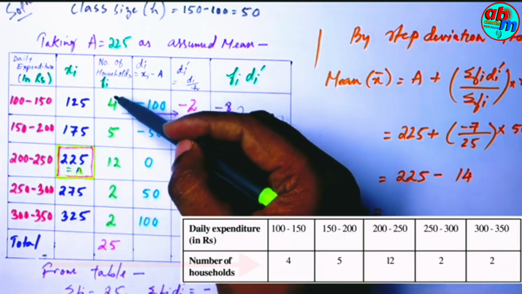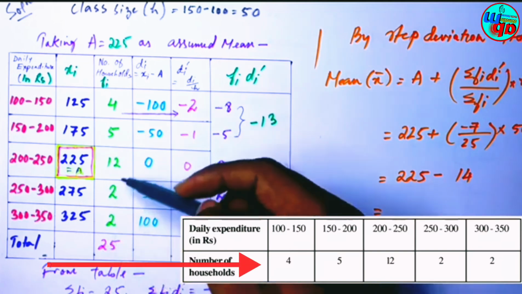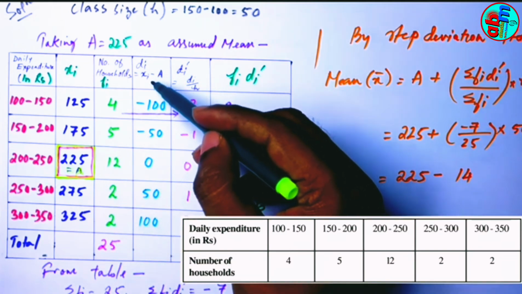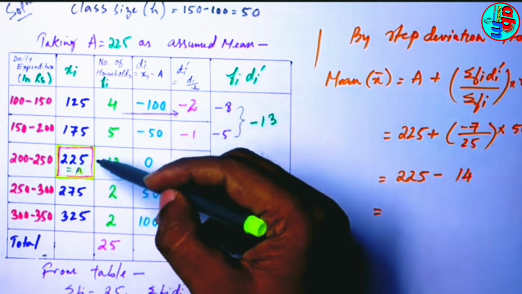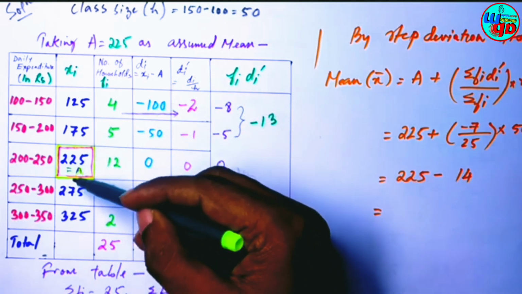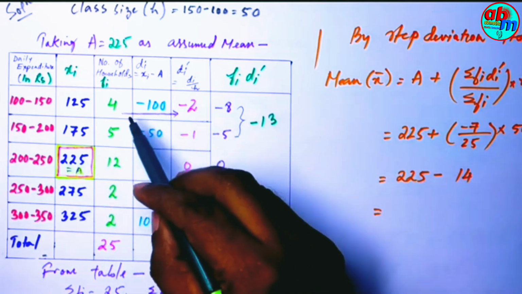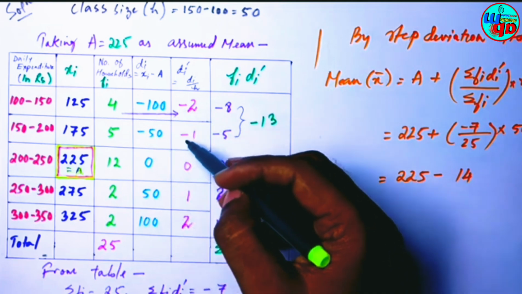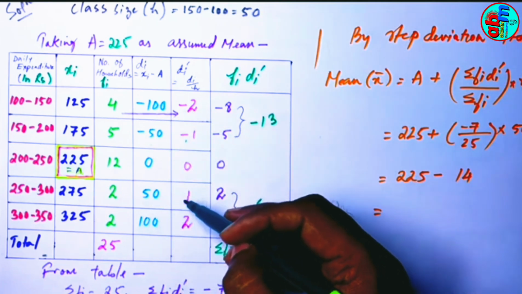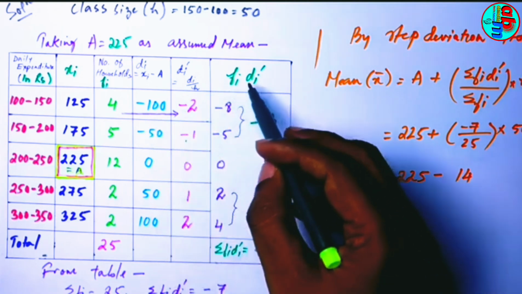The number of households we have, fi, is 4, 5, 12, 2, 2, which is 25 in total. So here we get xi minus a, which is 125 minus 225 is minus 100, 175 minus 225 is minus 50, 0, 275 minus 225 is 50, 325 minus 225 is 100. And we divide these by 50, so we get minus 2, minus 1, 0, 50 divided by 50 is 1, 100 divided by 50 is 2, since it is di by h. And we calculate fi di dash.